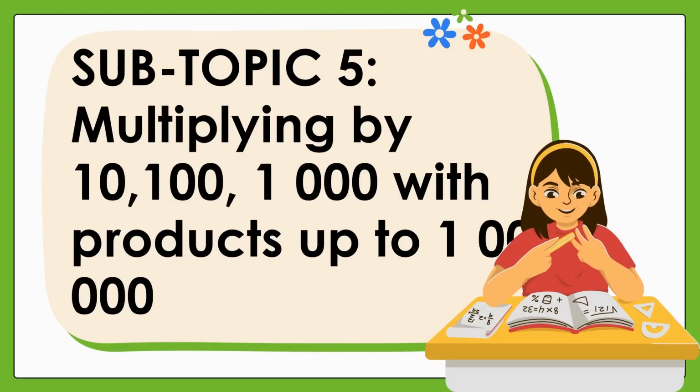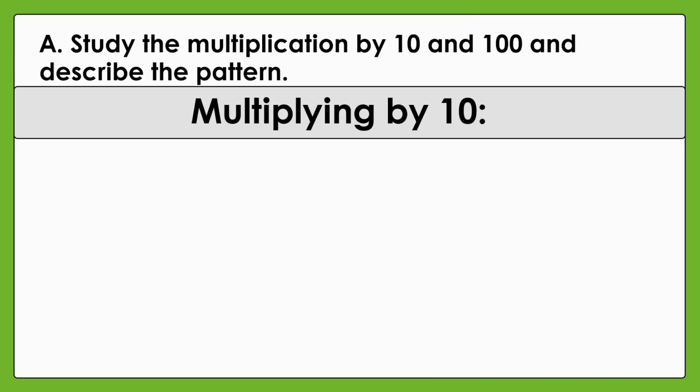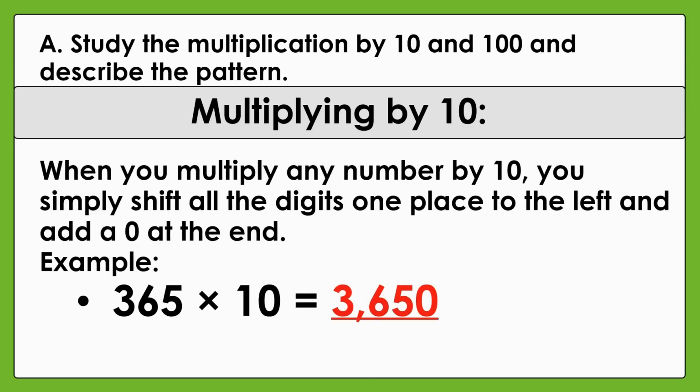Subtopic number 5, multiplying by 10, 100, 1,000 with products up to 1 million. Letter A, study the multiplication by 10 and 100, then describe the pattern. Multiplying by 10. When you multiply any number by 10, you simply shift all the digits one place to the left and add a 0 at the end.